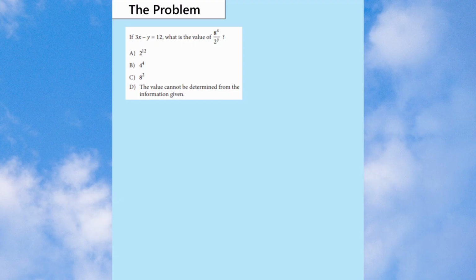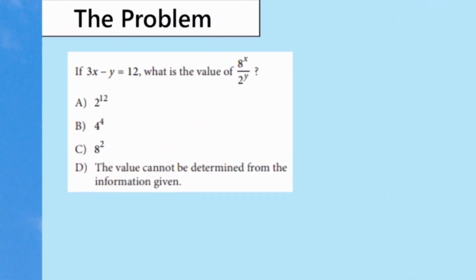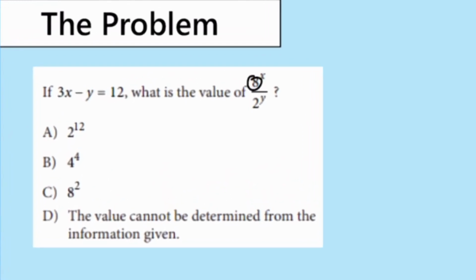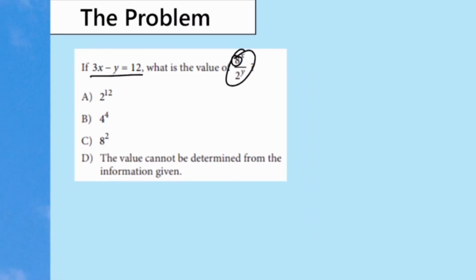So, this problem has three key parts. The first is, what do we do with the 8? What do we do with this entire division of exponents? And then what do we do with this linear equation? If you know how to do these three parts, then you can do these types of problems on the SAT. And what we're going to be doing in the next few sections is going through some of the basics of exponents so that we can understand them.